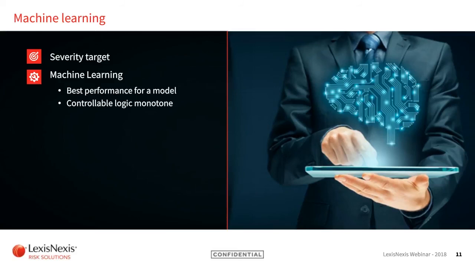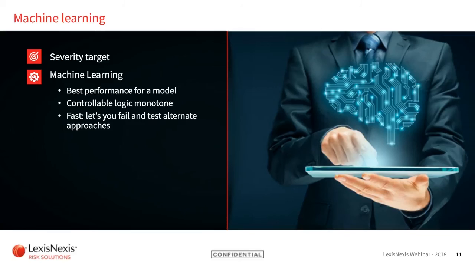We are using machine learning. We are finding that is the best performance. In fact, you can still do this in the insurance setting because you can have controllable logical monotone relationships that you're imposing, but you can get better performance by using machine learning over GLMs. And actually, one of the more interesting things about a machine learning type approach is it allows you to fail fast. And I love failure. I do it all the time because it helps me learn.